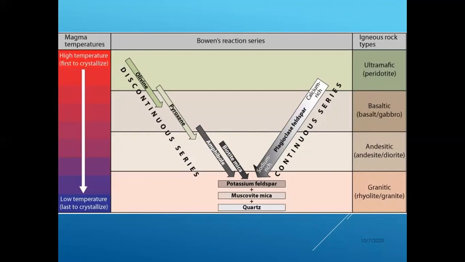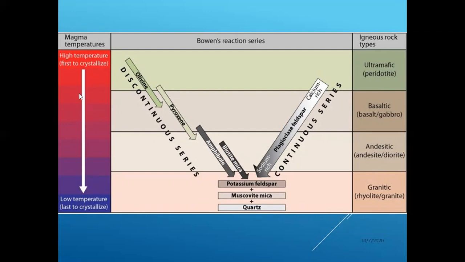And then lastly, this is the very last part of the lab, something called Bowen's reaction series. This is a chart that gives you a visual on how the type of igneous rock is formed based off its magma temperature, if you will. On the left here, we have the temperature at which the magma cools, so if it crystallizes, if you will.